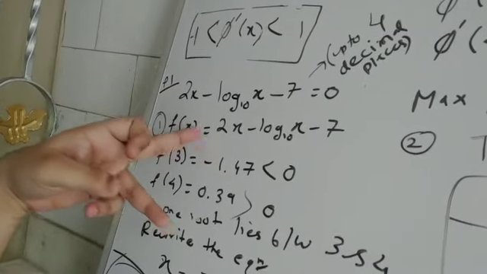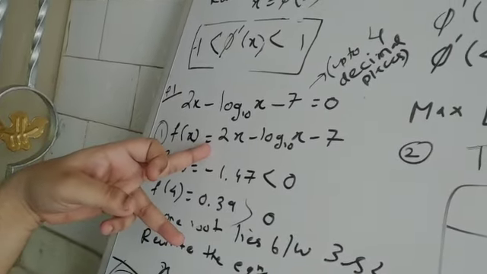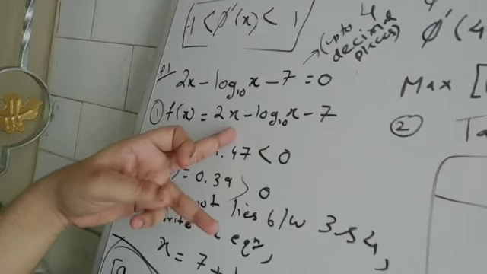Now this is a twist. This is the uniqueness of this method. You need to write this equation in such a way.